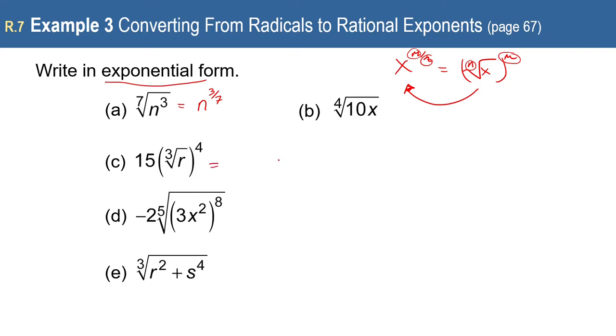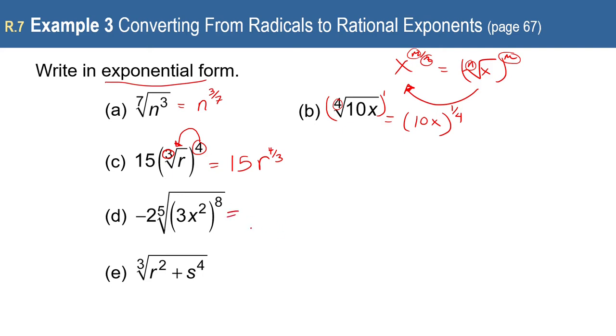For part B, we have the 4 in the index, so this can be written as 10x raised to the 1/4 power because there is an invisible 1 out here. And that's part B. For part C, notice this 4 only affects this part of the expression. The 15 has to stay on the outside, and r can be rewritten as 4/3. This 3 is in the denominator.